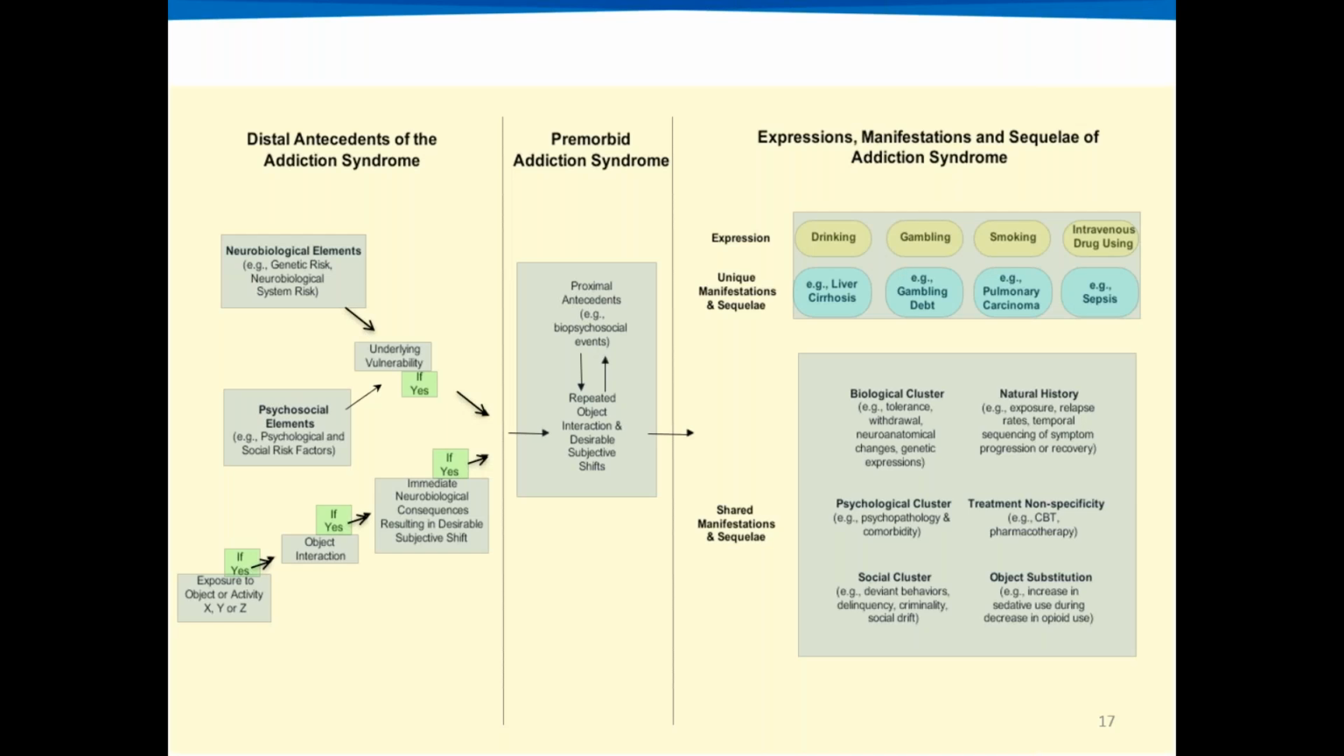Now I'll describe the syndrome model in more detail. I'm going to go through these three panels, starting on the left-hand side, where we have distal antecedents of the addiction syndrome. These might include neurobiological elements, such as genetic risk or neurobiological system risk, as well as psychosocial elements, such as pre-existing mental health conditions, delinquency, poverty, and risky peer groups. These two combine to produce an underlying vulnerability.